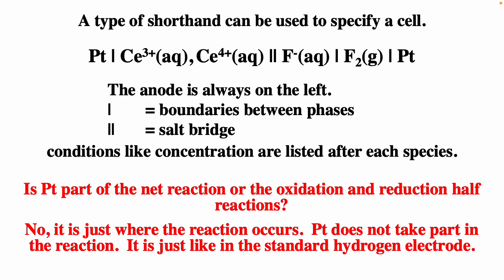And so just like in the standard half cell, platinum is being used as the electrode, but it's not involved in the reaction. For this cell, it's the same thing. Platinum is not involved in the reaction. It's just where the reaction occurs.